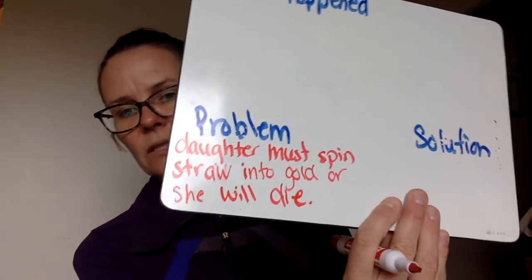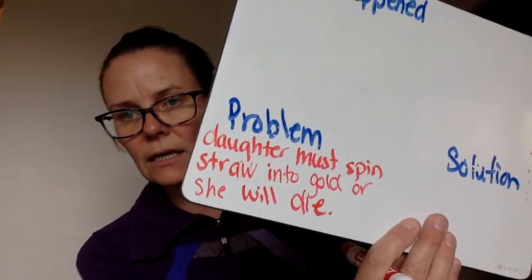So the problem is the daughter must spin straw. So straw is just dried grass. Oh, whoopsies, I wrote stray. Spelling mistake. Straw into gold, or she will, what did the king say? She will die. What a nice king. Boy, oh boy. So that's a problem, right? So the daughter must spin straw into gold, or she will die. Oh my goodness. So let's find out what happens next.